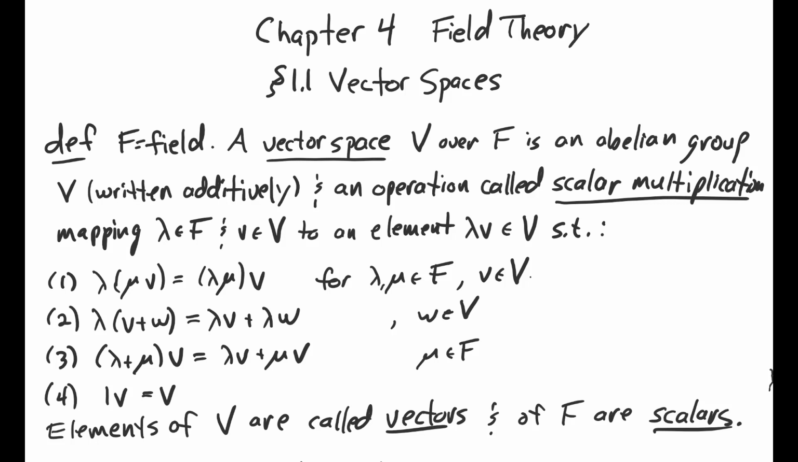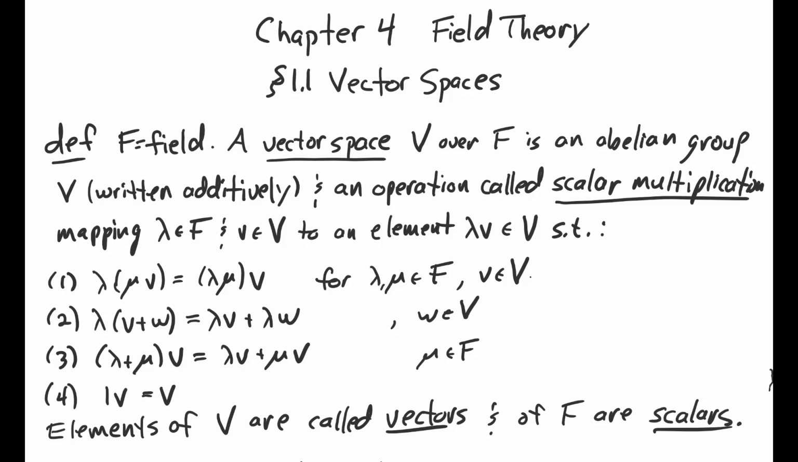Number two, the addition structure in your abelian group, the vector space V, the way you add vectors, is compatible with kind of a distributive law under scalar multiplication. So lambda times V plus W is lambda V plus lambda W.